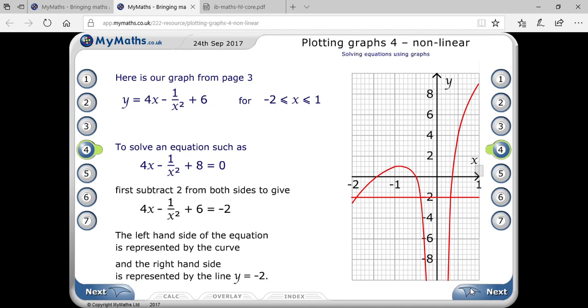Yeah, on the left hand side, first subtract 2 from both sides. Okay, the left hand side of the equation is represented by the curve and the right hand side is represented by the line y equals -2. Yes, that's right. Okay, means your previous graph was this one. Here they are saying to solve the equation 4x minus 1 by x squared plus 8 equals 0. Okay. So they are doing one thing. What is changed between your previous equation and this one is only a difference of plus 2. Okay. So you can subtract 2 from both sides. When you subtract that, then on the left hand side you will get your previous equation, that is equal to minus 2. So that means your left hand side will be the graph that we had drawn just before. And y equals minus 2 is the straight line which you are seeing here.